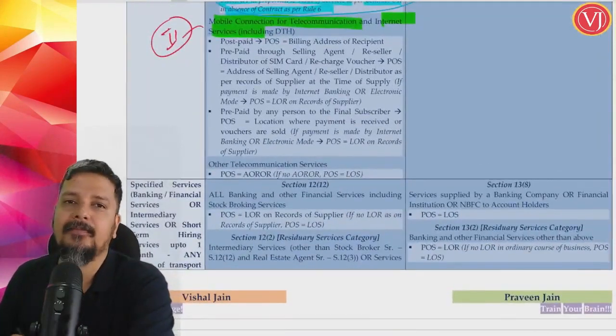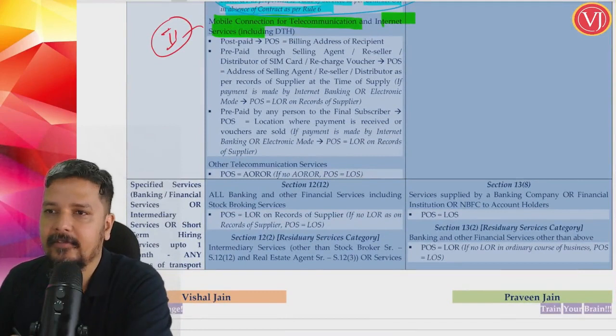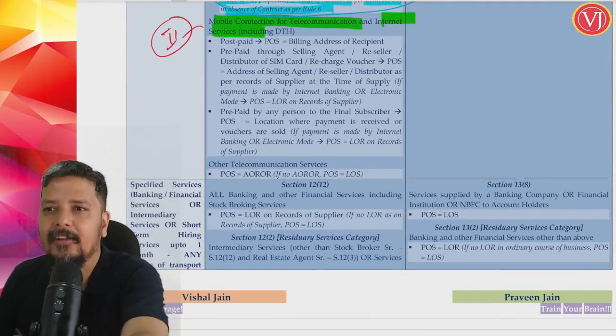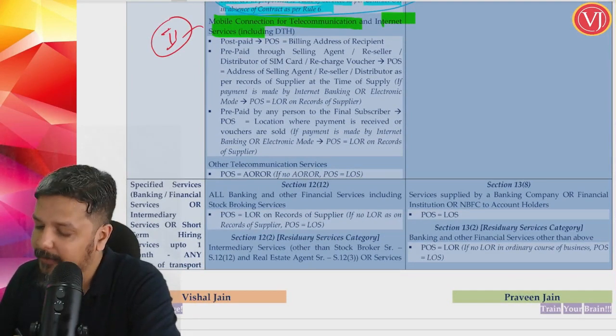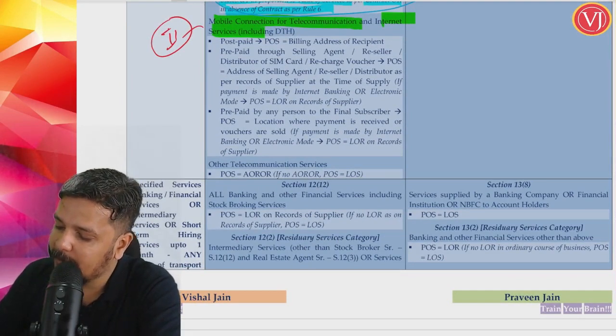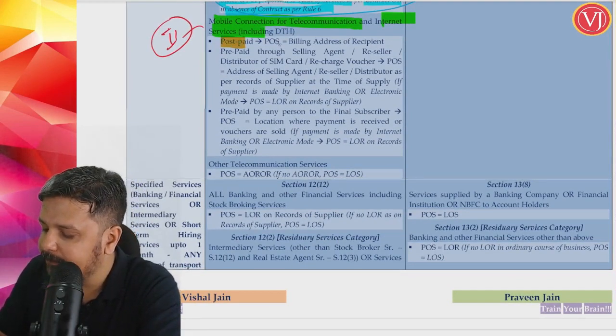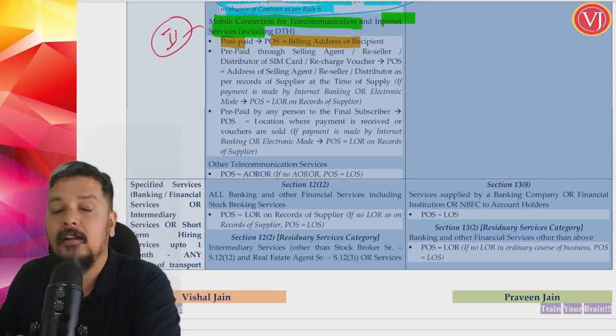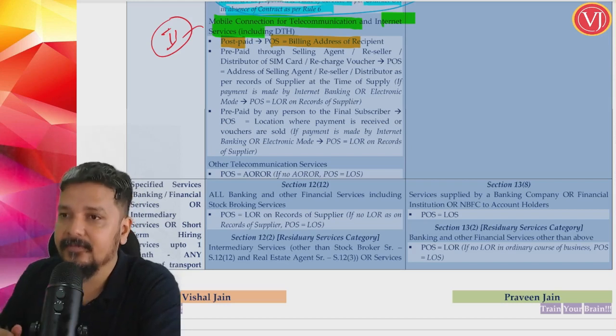Now, second part. You are talking about wireless. The first part is all about wire. Wire means where the wire is installed, in simple language. Wireless. Now, in wireless, they talk about multiple split ups. If it is postpaid, the billing address of the recipient, the billing address which will enable him to take the credit.